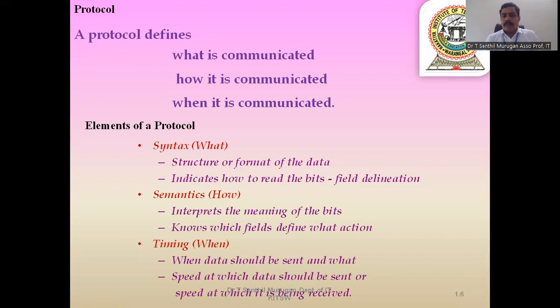Semantics defines how we are sending the data. It will be converted into bits or some other formats, and then it will be transmitted. Semantics means interpreting the meaning of the bits. If we are sending 1010, how can we write it in decimal? It is equivalent to the value 10. So I am interpreting this digital data as decimal 10. Like that, it will be represented in the semantics.